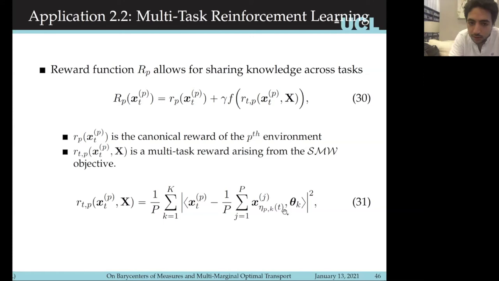What this means is that you have one term, which is the classical environment reward, and one term which allows sharing across tasks. Let's say the rewards are corrupted, so that this term is corrupted or is even set to zero always for some of the agents. Then this agent can still learn because it's going to be able to get information from the other agents that have rewards.